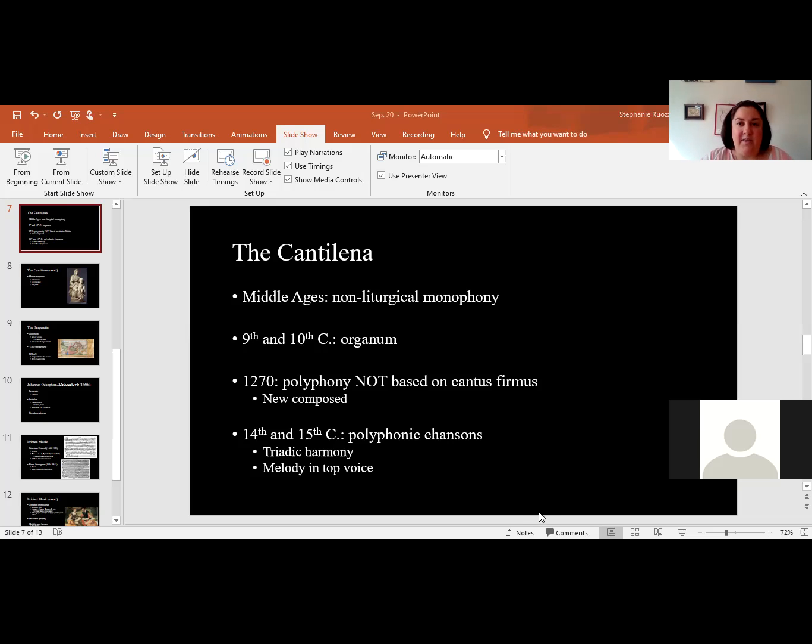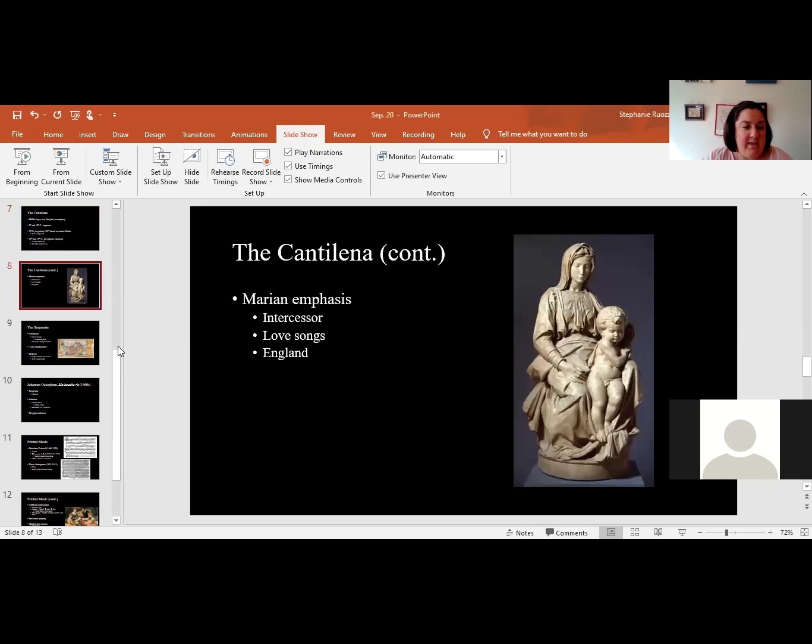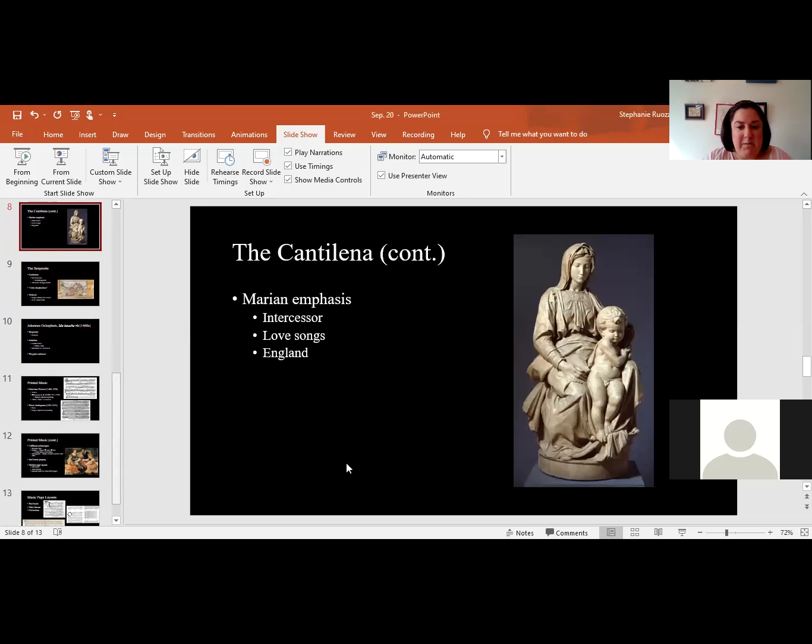So another thing that distinguishes cantilenas from other types of music is the Marian emphasis. And what we mean by Marian is that the texts are usually devoted to the Virgin Mary. So you'll see poems to her, like what we're doing is juxtaposing, much like with the Song of Songs, earthly love and love of the divine. So we're taking secular love themes and applying them to the Virgin Mary.